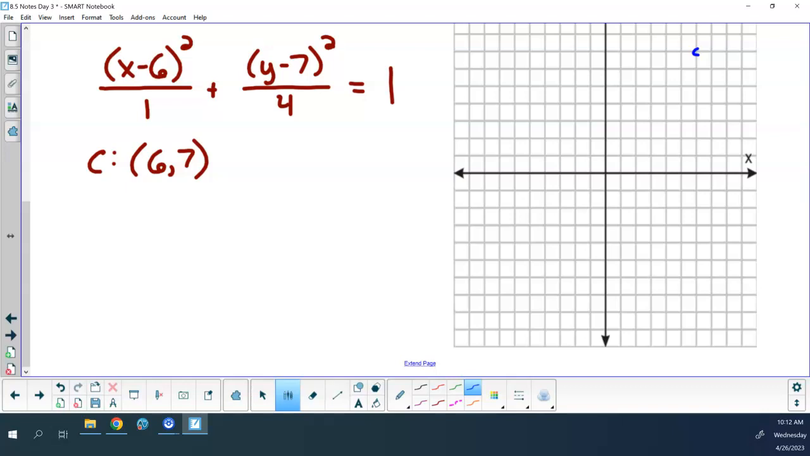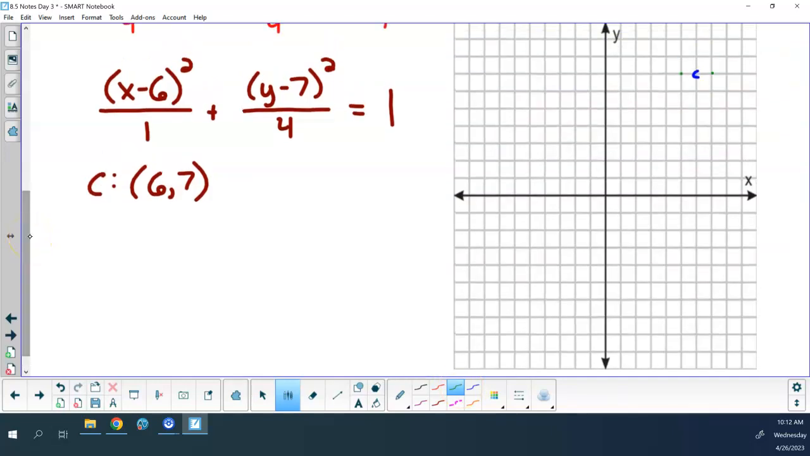What else? Left and right? It's going to be 1. Yep. Up and down is 2. It's a nice little teeny tiny one.